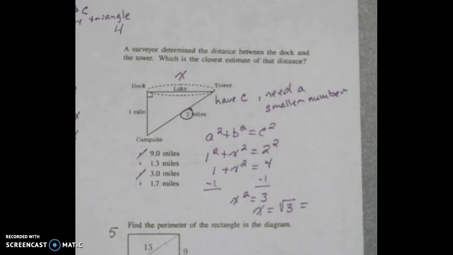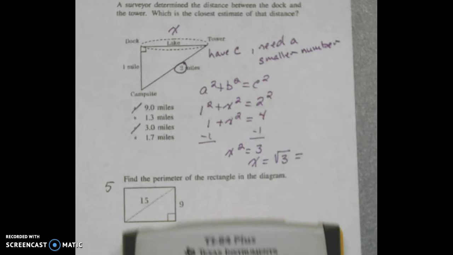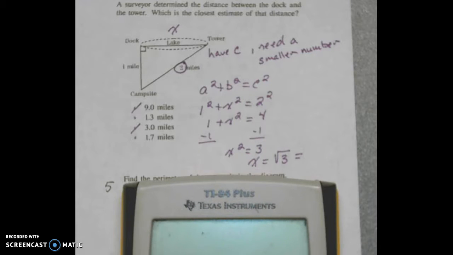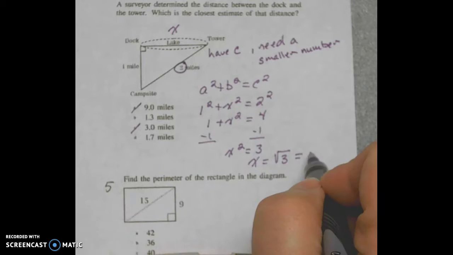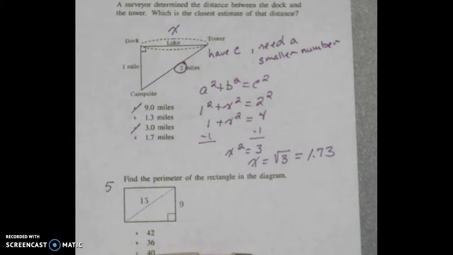And again, I know it's going to be a number smaller than 2, but I don't know, is it 1.3 or 1.7? That's not something I know off the top of my head, so I'm going to go ahead and take that in my calculator. Second, square root 3, and my answer is 1.73, about 1.73. It's a reasonable answer because it is smaller than 2.